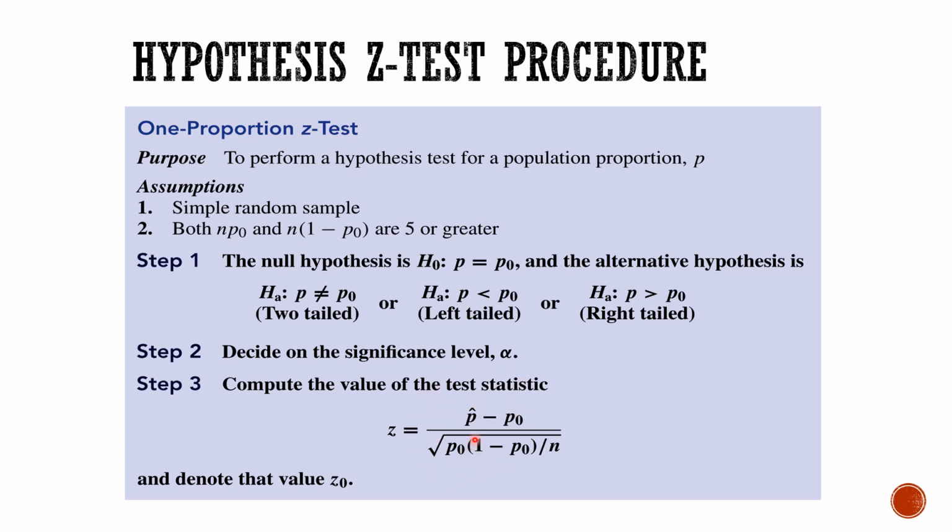The only thing that's different is that instead of x bar minus mu, we use p hat, which is the sample proportion, minus the null hypothesis proportion, divided by the formula for the standard deviation of proportions. And please note here, under the radicals, we have p sub 0, which is again the null hypothesis proportion, whatever will be stated for the null hypothesis.